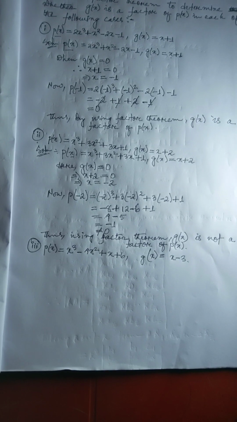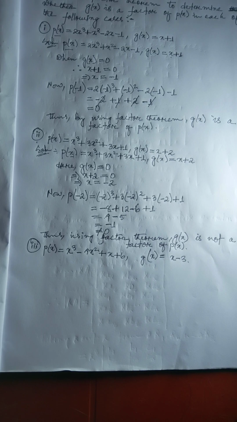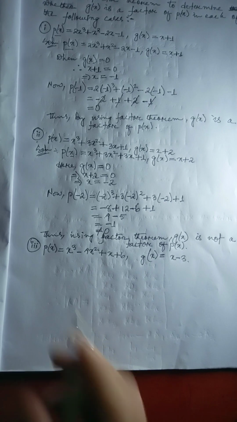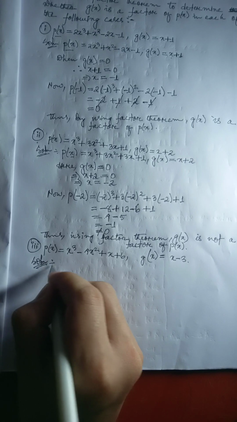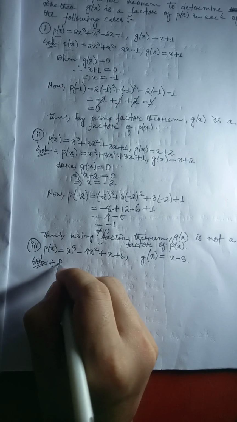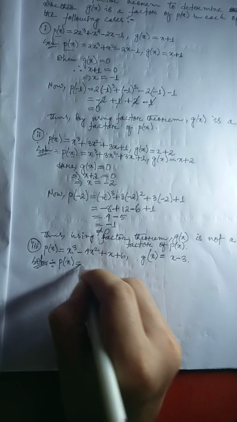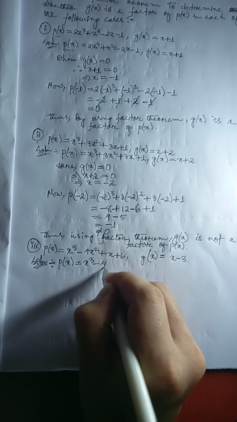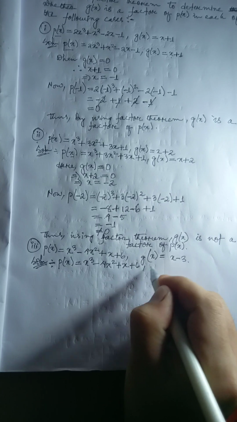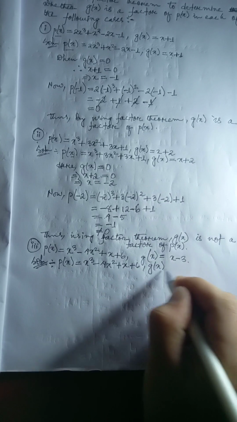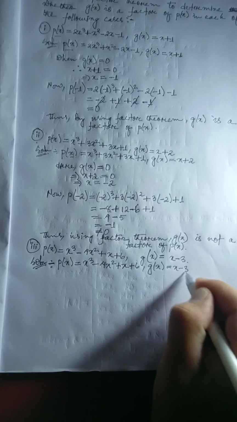Yes, we have this polynomial, that is x cubed minus 4x squared plus x plus 6. g(x) is equal to x minus 3. First of all, in order to solve the problem, let us write it like this. p(x) is equal to x cubed minus 4x squared plus x plus 6. And let us write g(x) is equal to x minus 3.